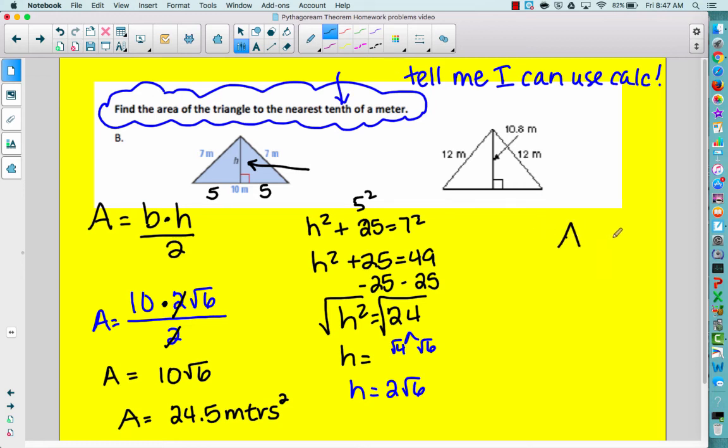Okay, so now you're going to try it on the next problem. And I'm going to tell you that the answer comes out to be 56.2 meters squared. So that's your goal. All right, the last one. I'm just going to help you draw the figure.